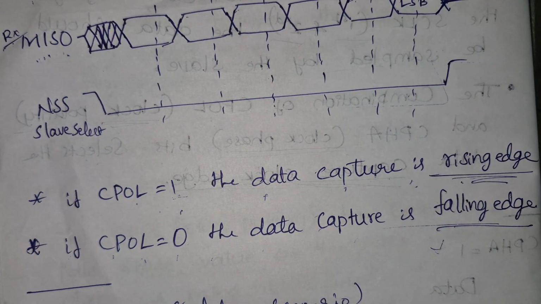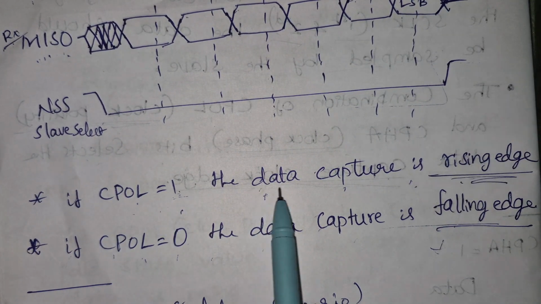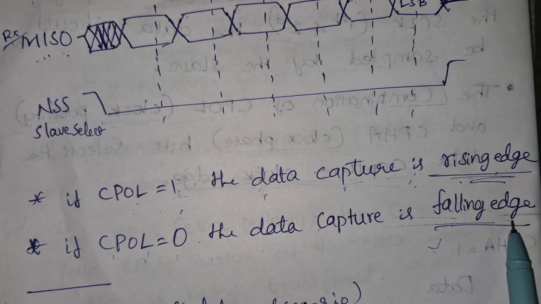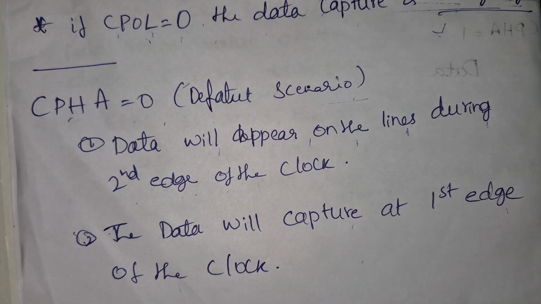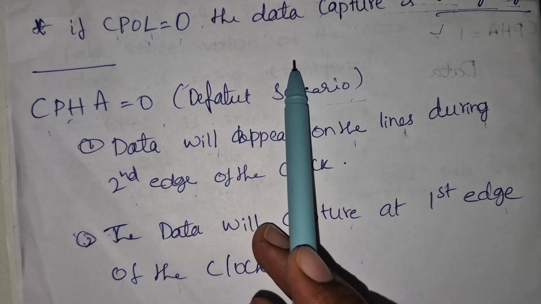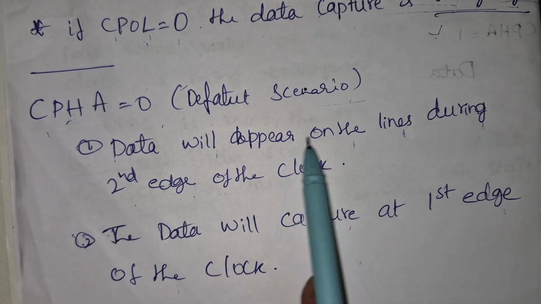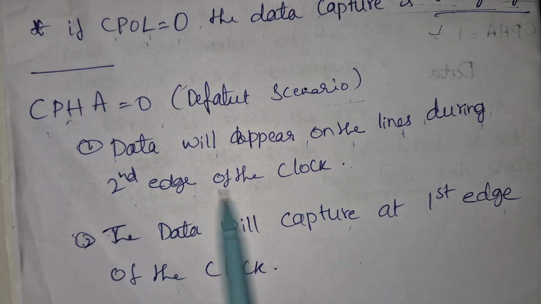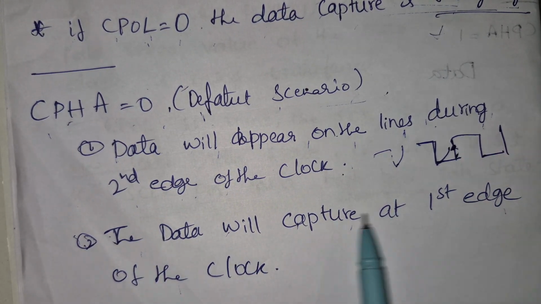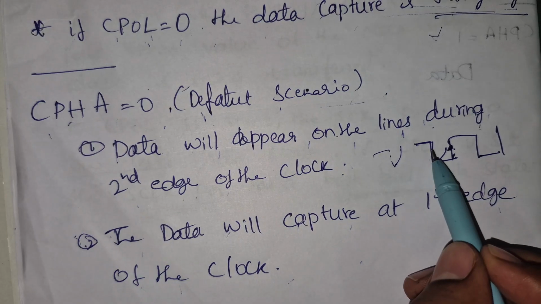If you need to know in a simple way, if clock polarity is 1, the data is captured at the rising edge, and if clock polarity is 0, the data is captured at the falling edge. In a similar way, when clock phase is 0, this is the default scenario, the data appears on the lines during the second edge of the clock, and the data will be captured at the first edge of the clock, means the slave and master will capture at the first edge of the clock.